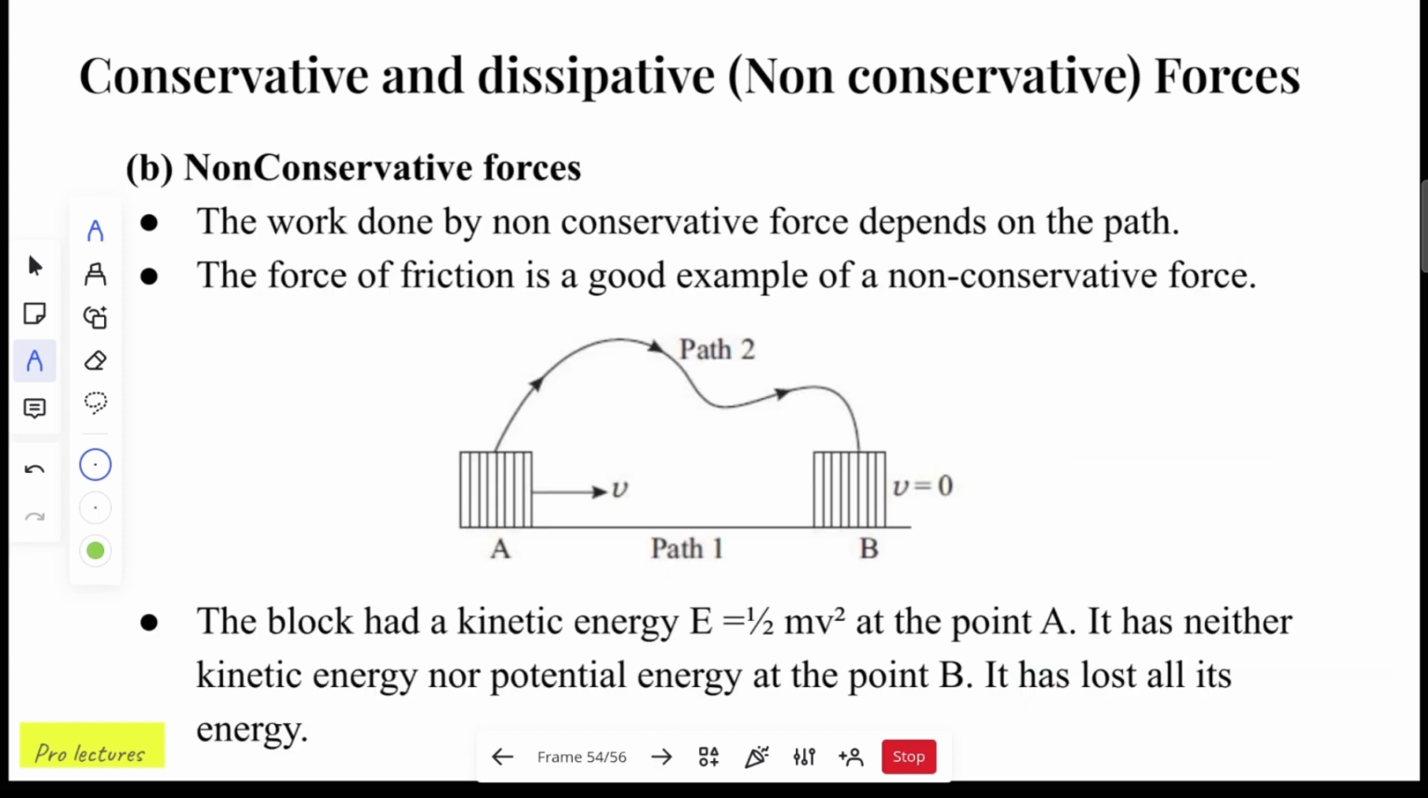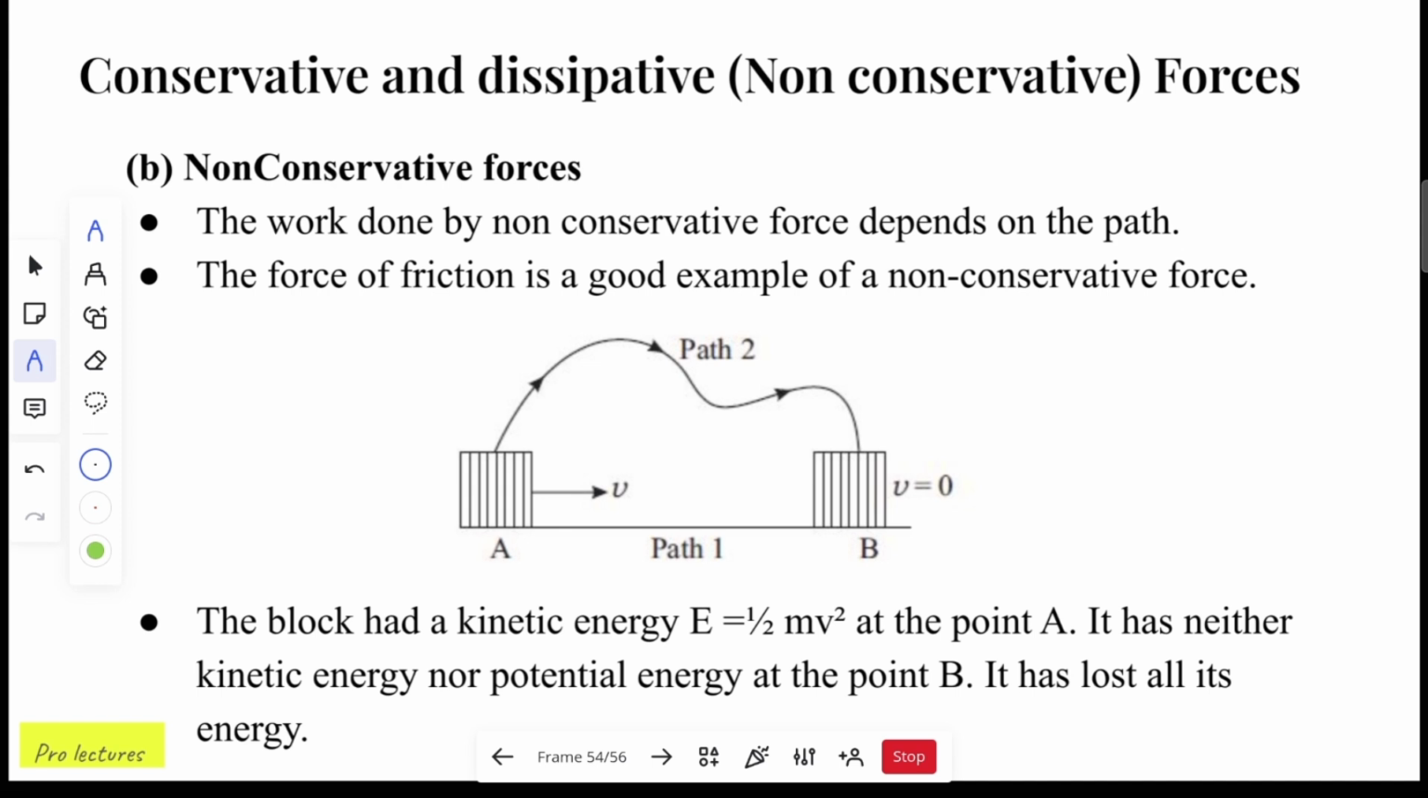The other type of force we see is non-conservative force. In non-conservative force, the work done depends on the path. Force of friction is a good example of a non-conservative force. Say a block of mass m is moving on a surface at speed v at point A. After moving a certain distance along a straight line, the block stops at point P. The block has a kinetic energy of half mv square at A, and it has neither potential energy nor kinetic energy at point P. So it has come to rest.